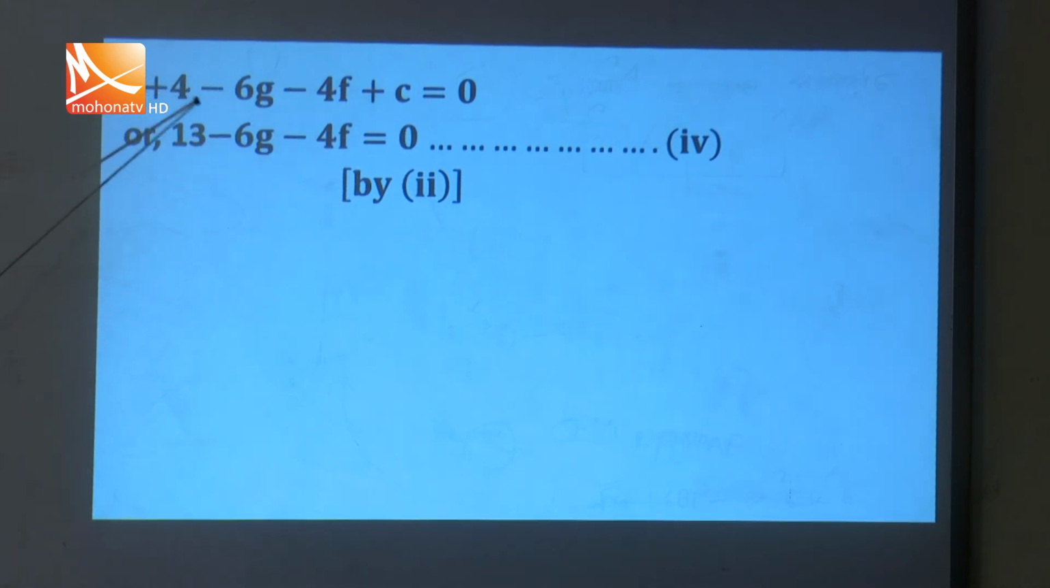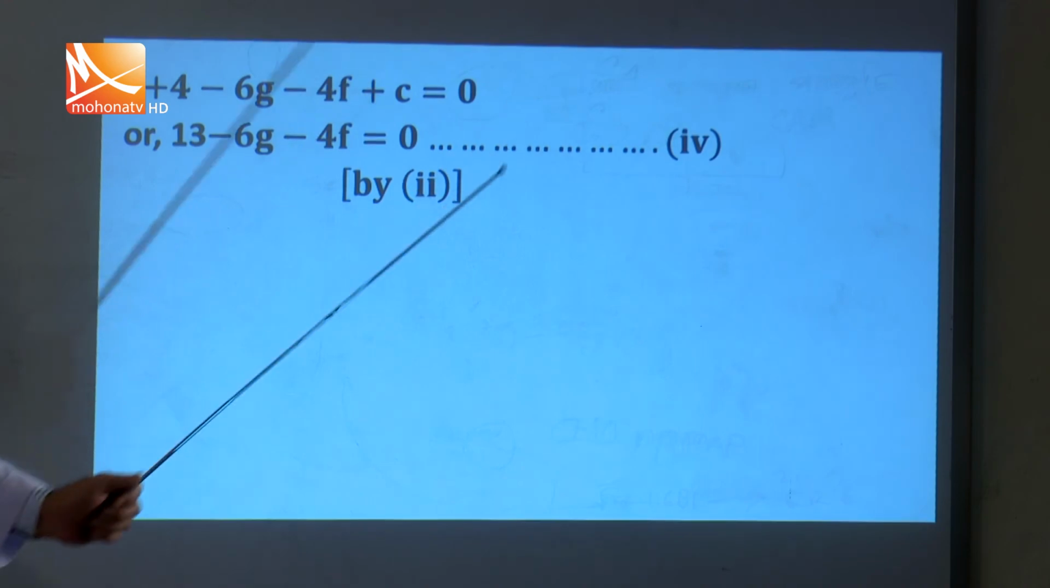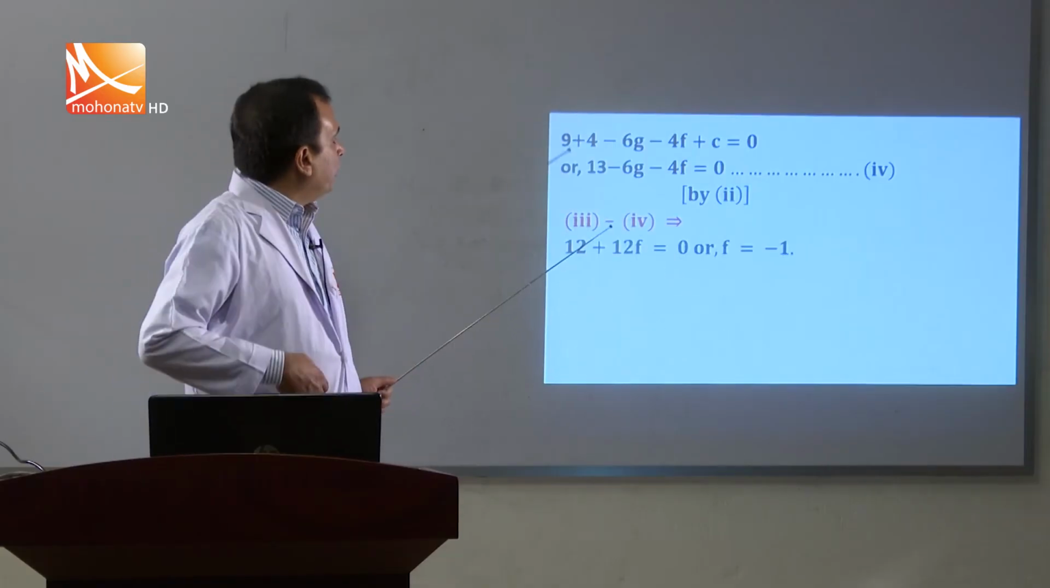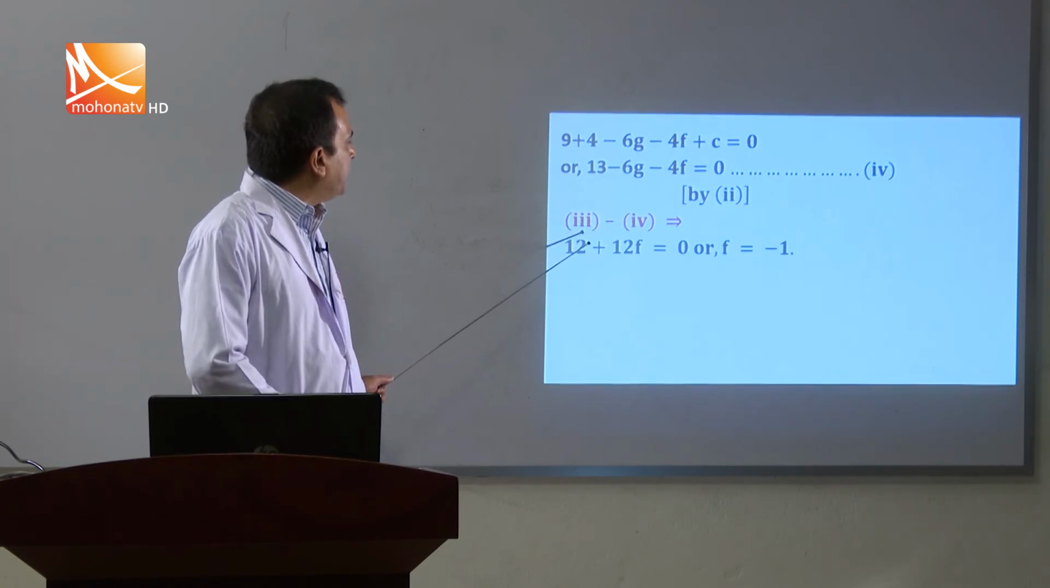So, 9 plus 4, this is 13 minus 6g minus f, since c is equal to 0. So it will be 13 minus 6g minus 4f equals 0. This is equation number 4. Okay. Now, if we subtract 4 from equation number 3, then we will get a relation like this.